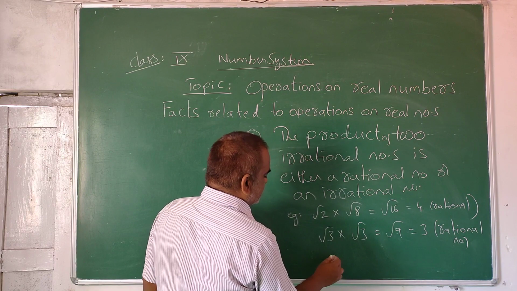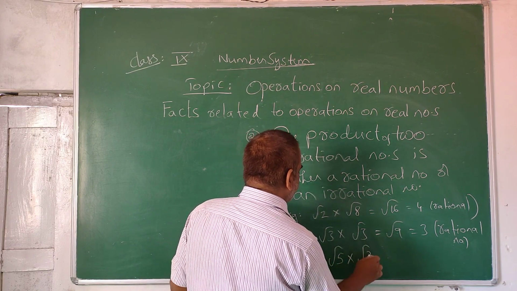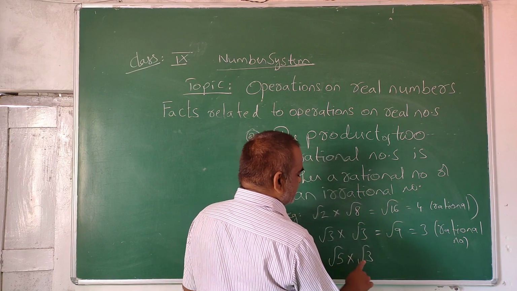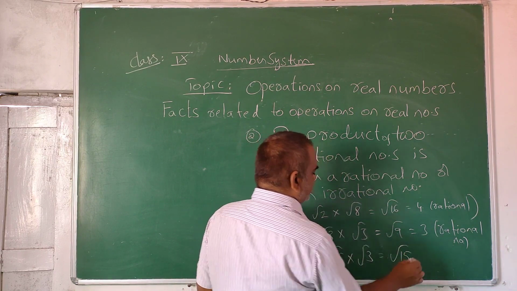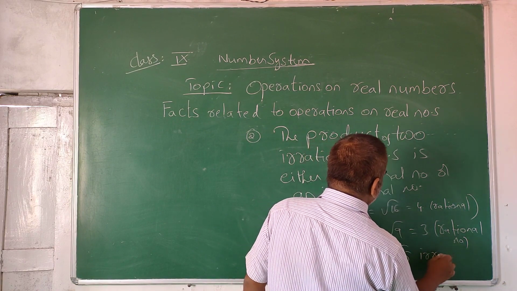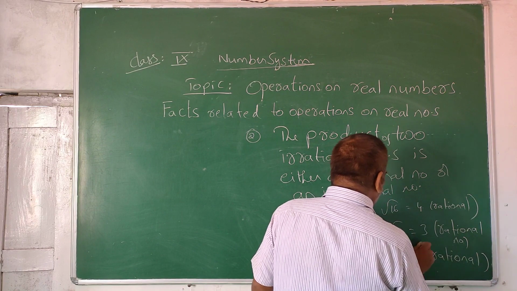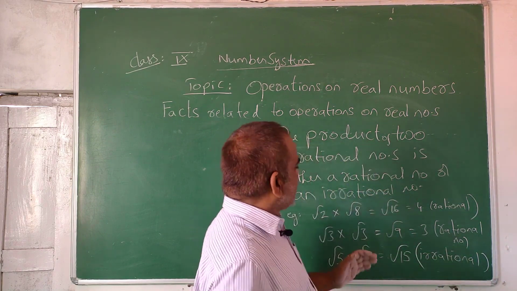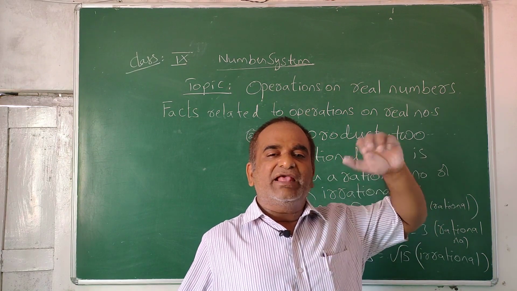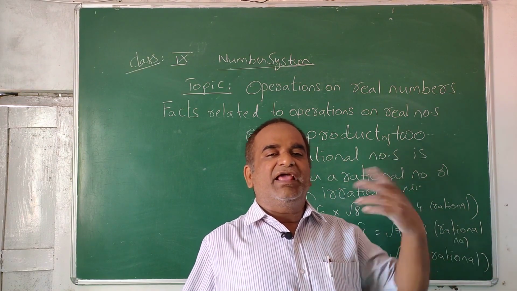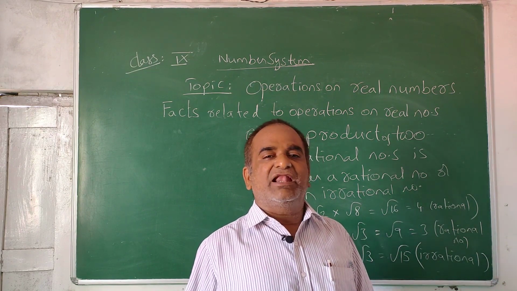Next, if you go for root 5 into root 3, root 5 is an irrational, root 3 is an irrational. The product is root 15, root 15 is an irrational. So like this, what you can understand is the product of two irrational numbers may be a rational number or an irrational number.